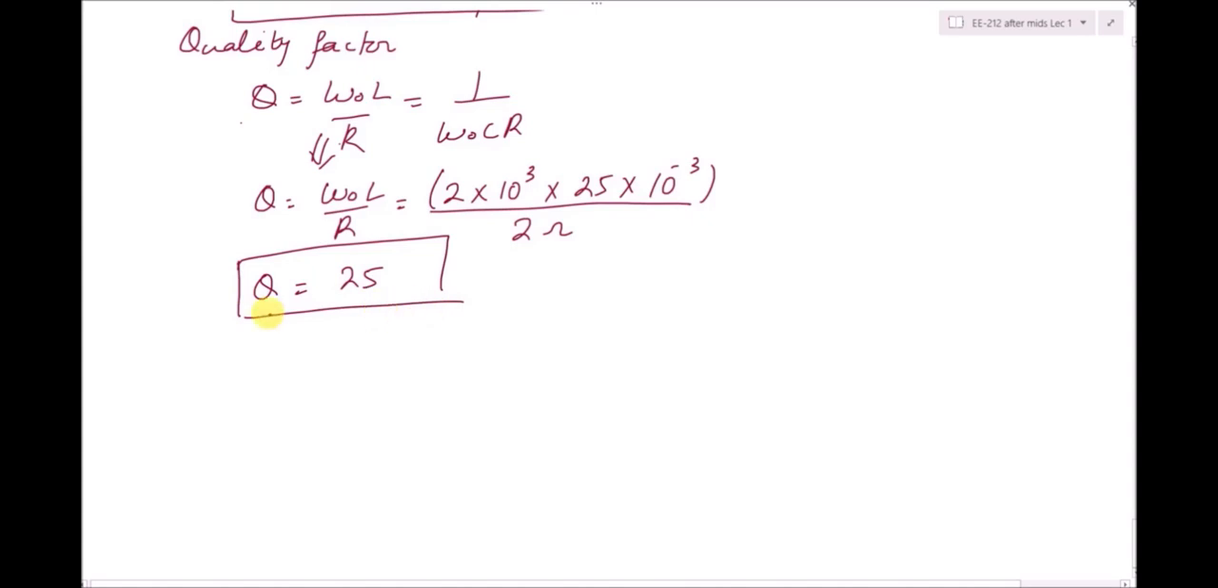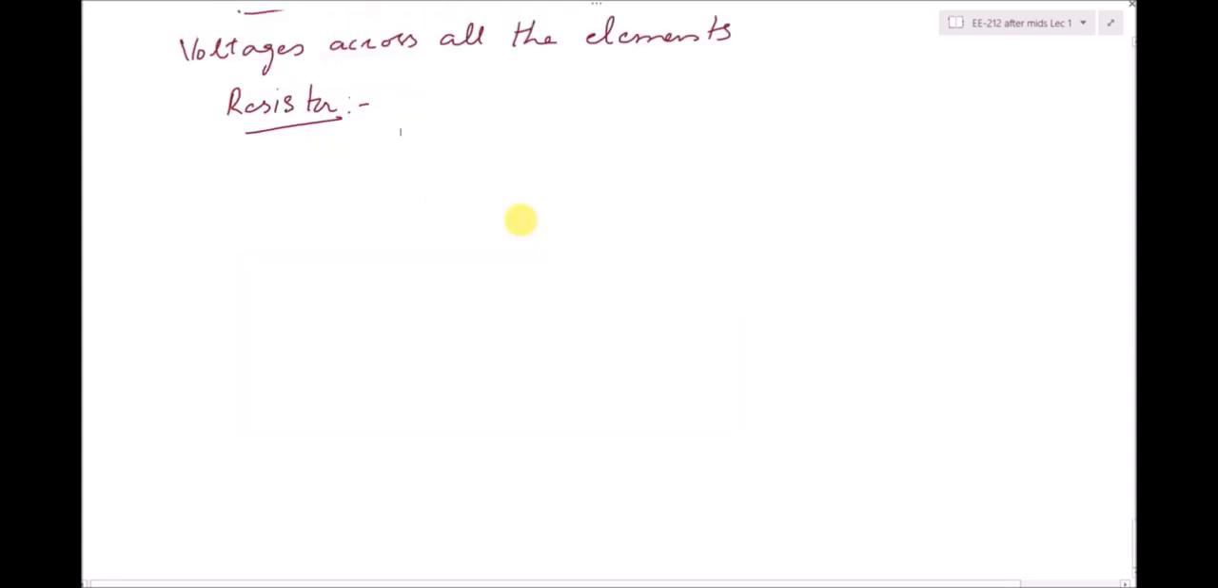We also have to find the voltages across all the elements, right? So we will start from the resistor. Now for the voltage across the resistor, we know that VR is equal to IR, but we don't know the value of current, right?